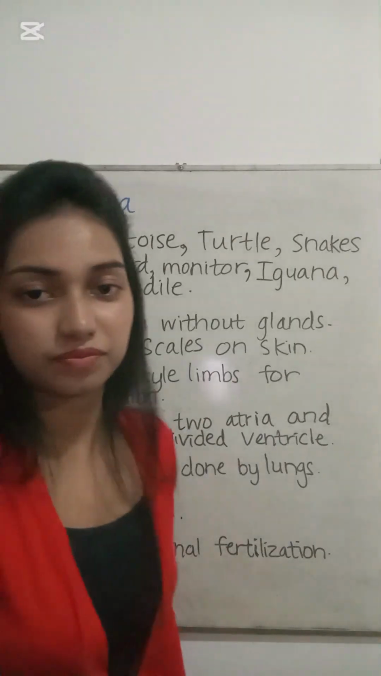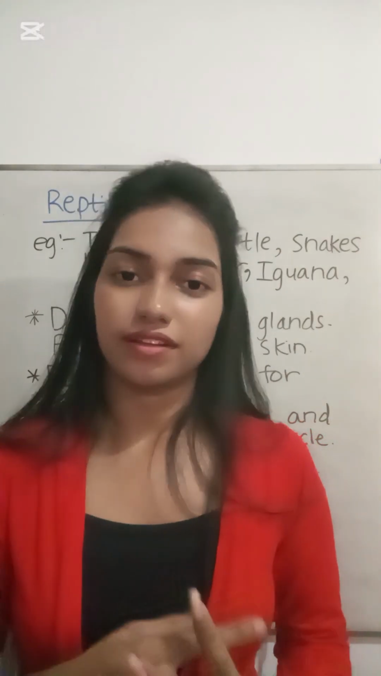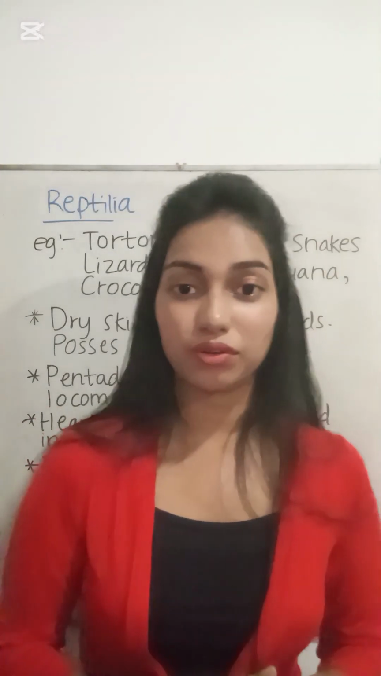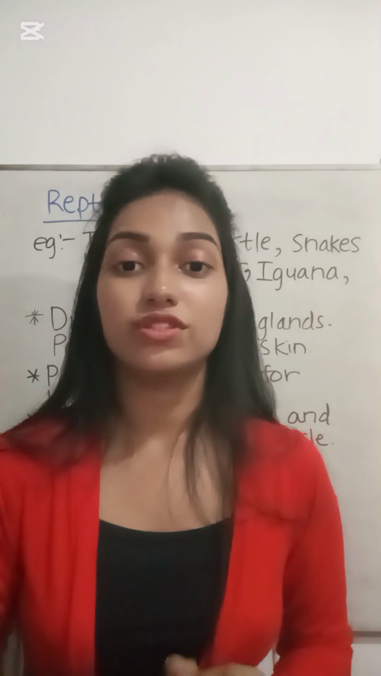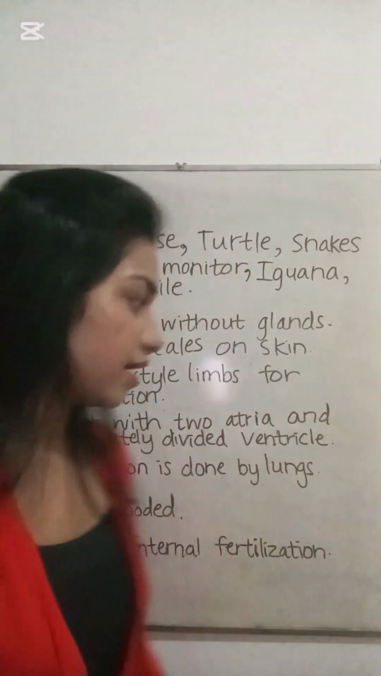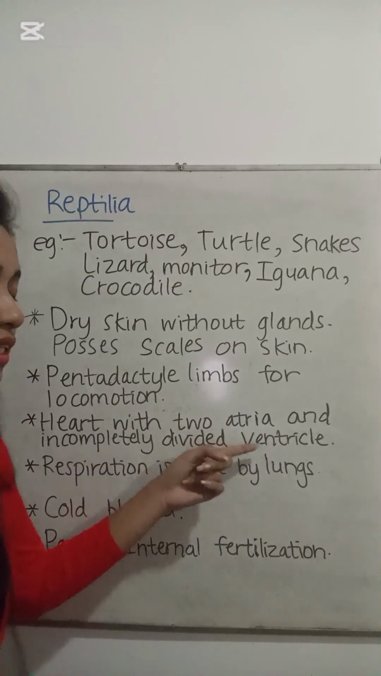That is important. When we were talking about fishes, can you remember they had a two-chambered heart, with one atrium and one ventricle. Then when we talked about the amphibia, we learned that they have a three-chambered heart with two atria and one ventricle. What about reptilia? They have two atria with an incompletely divided ventricle.